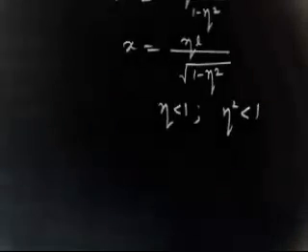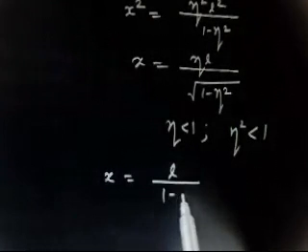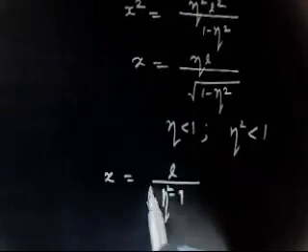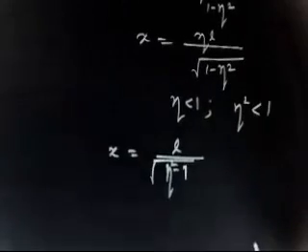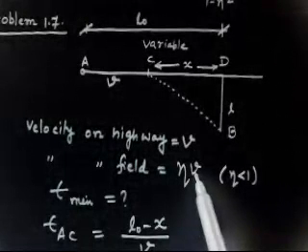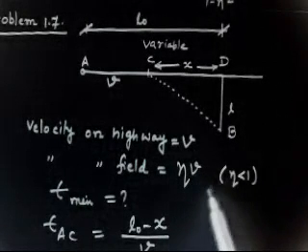Now if you see the answer given in your book, that is x equals L by root of 1 by eta square minus 1. So basically they have taken something different. I have said velocity on the highway is v and velocity on the field is eta v. So they have taken this divided by eta.